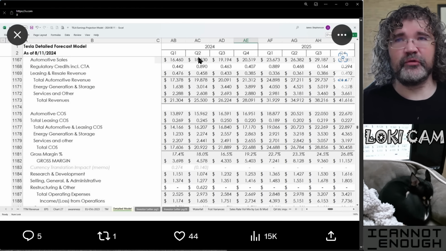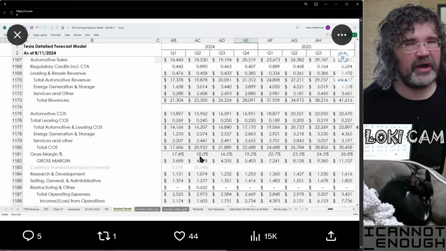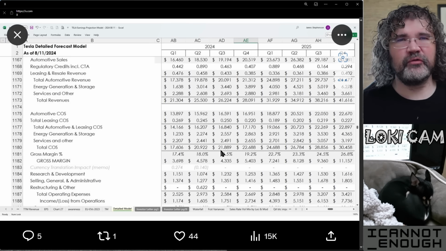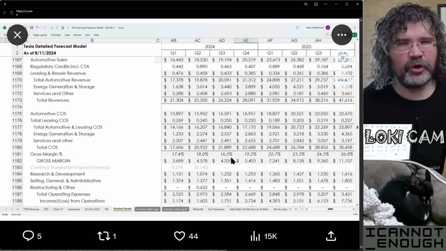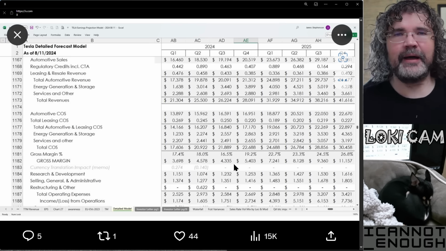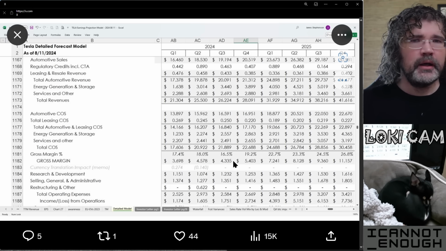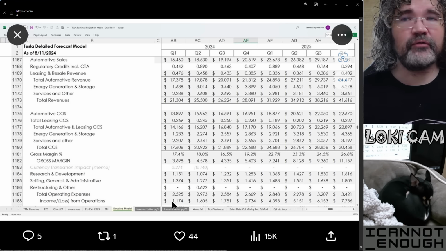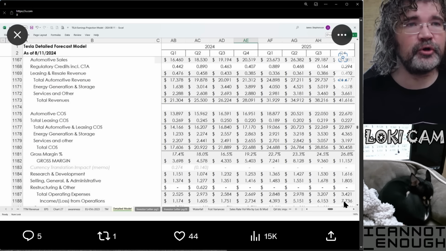This 18% was assisted by all these regulatory credits. If you throw those out, this number was actually 14%. So this 16.5 looks better, or it looks worse than it is. It's actually not that bad. And that gets you to this income or loss from operations line.